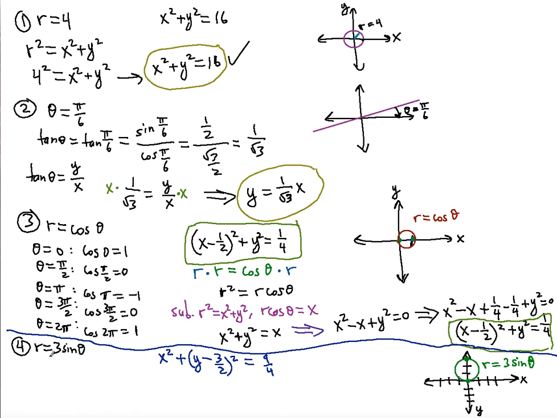Let's derive it. Again, multiplying both sides by r, we will get r times r is equal to 3 sine theta times r, right? Both sides must be multiplied. So now we're going to get r squared is equal to 3r sine theta. Now we're going to use substitutions. R squared is going to be x squared plus y squared, and r sine theta is going to be y, right? Remember in the previous example, our r cosine theta was x, but our r sine theta is y.